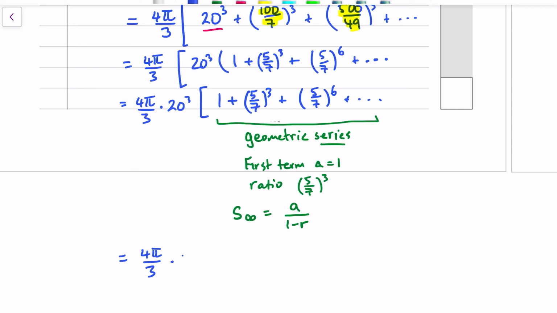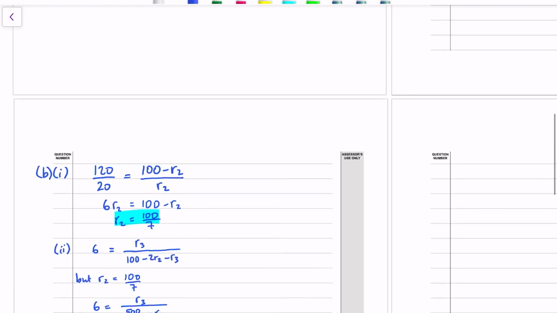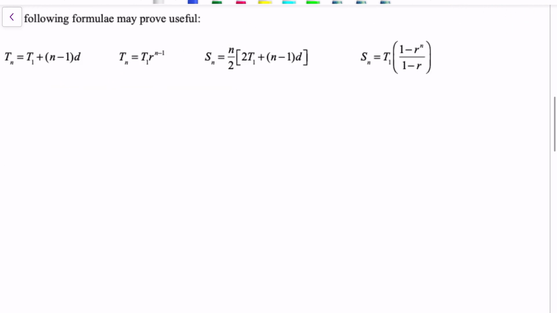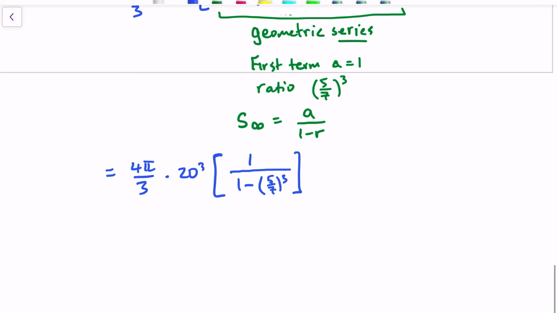4 pi over 3 times 20 cubed times a first term of 1 over 1 minus the ratio, which is 5/7 cubed. And it asks us to get it into a format which is 5.488 times 10 to the 6 times pi over 327. I think the reason why they've done this is just so that you can't fudge the answer. They've put it in a funky format for that very reason. So we're looking for 5.488 times 10 to the 6 pi over 327. Okay, let's see what this bracket comes out to be. 1 divided by 1 minus 5/7 to the power of 3.